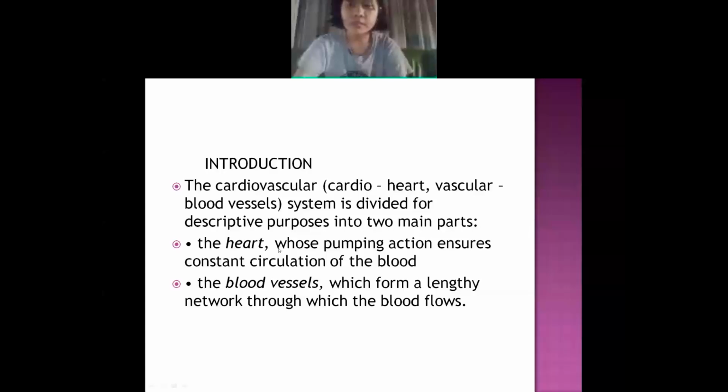So what does your heart do? Your heart circulates the blood to all the parts of your body. The next is the blood vessels, that is the vascular system. What do they do? They are a network, the network from where the blood flows.